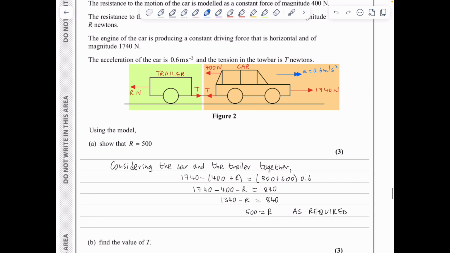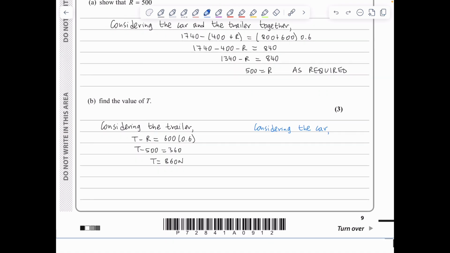Alternatively, I could have considered the car. So looking at the car, we've got forces acting to the right minus forces acting to the left is mass times acceleration. So this time we've got 1740 minus the resistance to motion of 400 plus the tension T being equal to the mass of 800 times the acceleration of 0.6. So we're looking at 1740 minus 400 minus T is equal to 480, and therefore 1340 minus T is equal to 480, which again leads to T being equal to 860, and therefore the two approaches give exactly the same answer as expected.